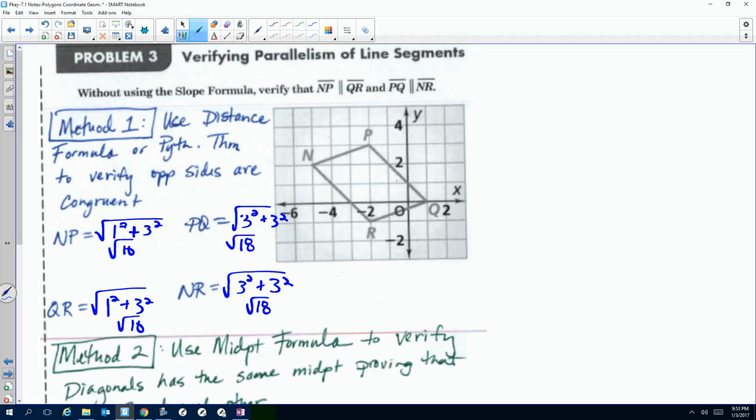Because opposite sides are congruent, you have proven, without using the slopes of those sides, that you have a parallelogram. Method 2 is looking at the midpoint.